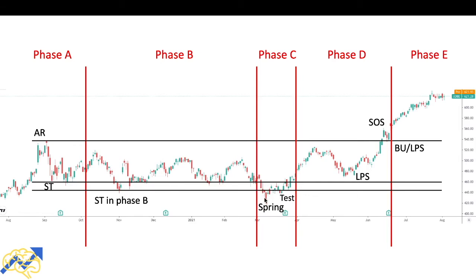And after prices rise from the spring, there's a test back to the secondary test level in phase B. So this was the test and it corresponds to the secondary test in phase B. And after that, prices continue to rise and it moves to phase D. Once it moves to phase D, there's still some supply of the stock and profit taking.